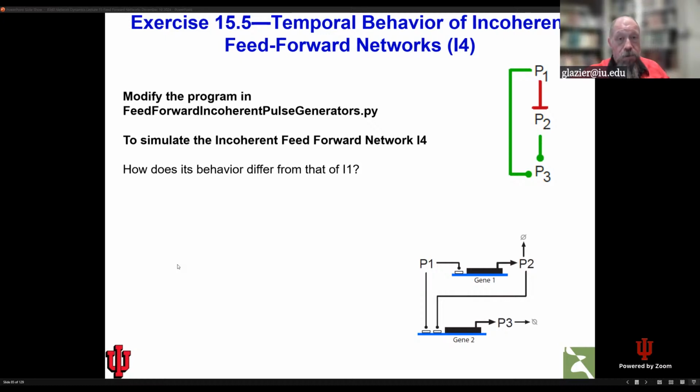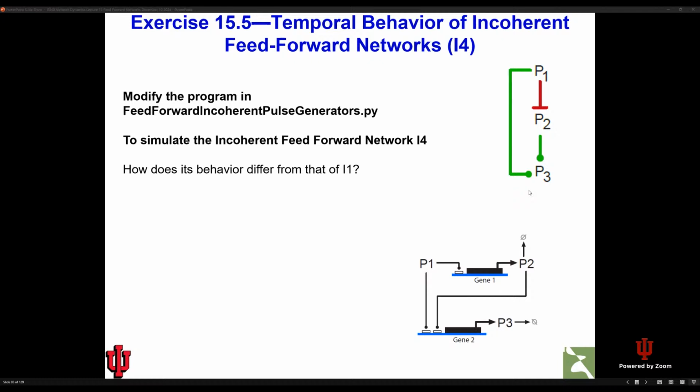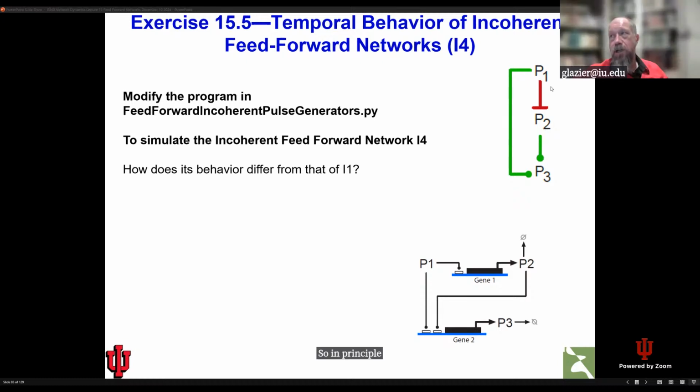Now, why don't we try the opposite one, which is suppose P1 inhibits P2 and P2 activates P3. So this is also an incoherent feed-forward network. The net effect is similar, but is the time behavior the same or not? So in principle, we just have to change the P to a K in the numerator for P1 to P2, and the K to a P in the numerator for P2 to P3. See what happens.